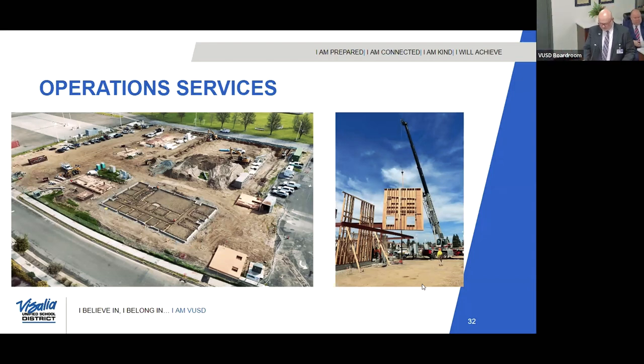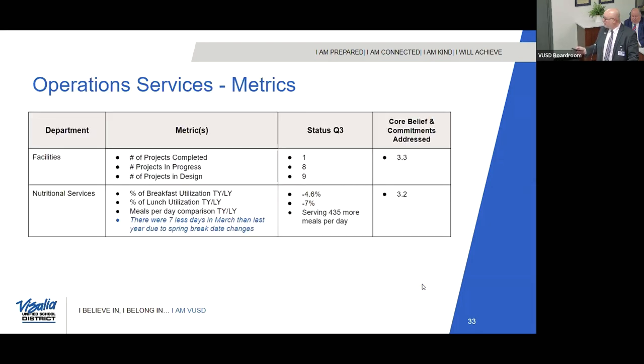Thank you, Mr. Thompson. So just a couple of updates tonight from operations, with a little shot there of our new transportation admin building going in. I just wanted to share our operations commitment for student learning: to continually improve processes and systems and ensure equitable allocation of resources. So we'll jump right in.